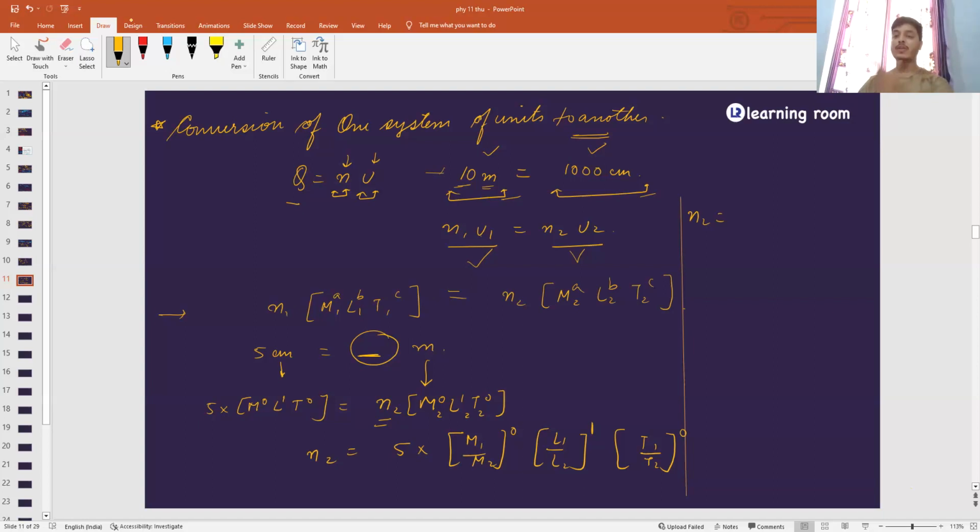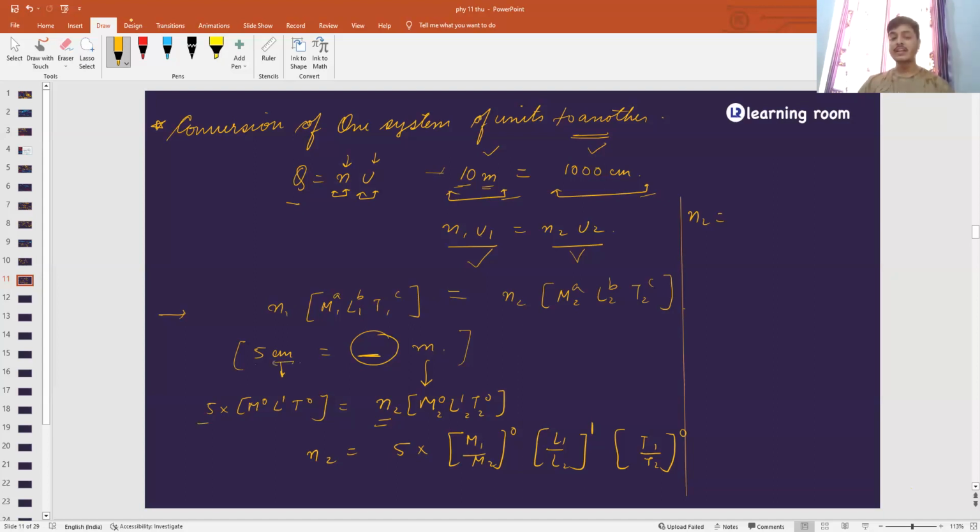Either you say 10 meter or 1000 centimeter, the value should be the same. So we were discussing how to change 5 centimeter into dash meters. We are assuming that we don't know this value, how to change 5 centimeter into how many meters it would be. So what we did, we wrote 5 centimeter here. We wrote the dimensions of centimeter.